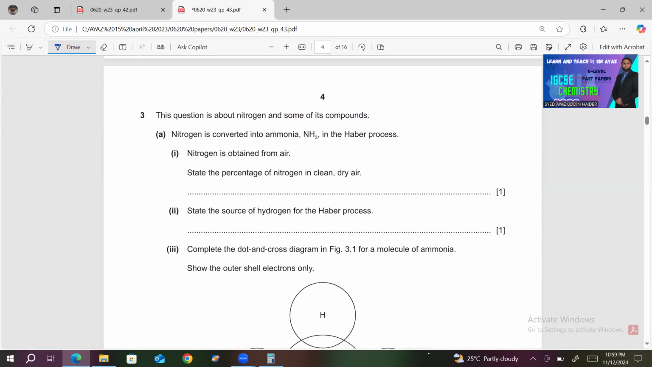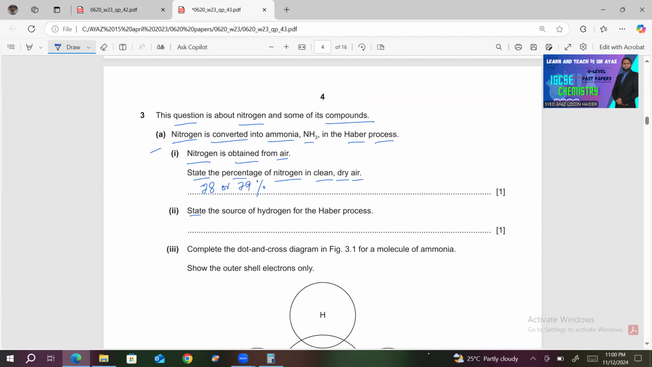Moving to the next question, that's question number 3. This question is about nitrogen and some of its compounds. A, nitrogen is converted into ammonia, NH3, in the Haber process. Number 1, nitrogen is obtained from air. State the percentage of nitrogen in clean, dry air. Now, this is something you have to learn by heart. The percentage of nitrogen in air is 78 or 79%. You can write one of these.